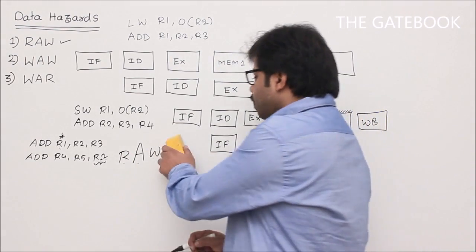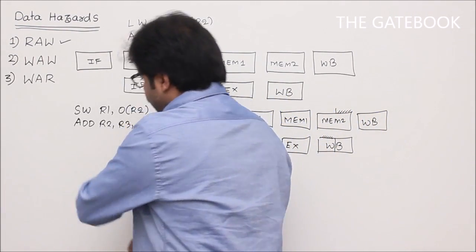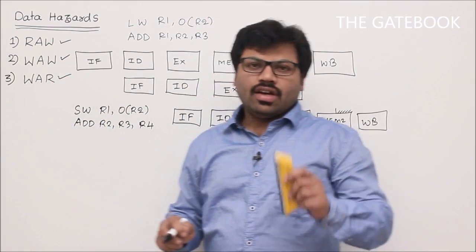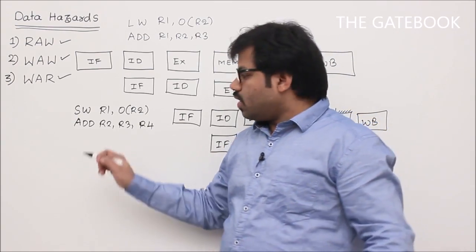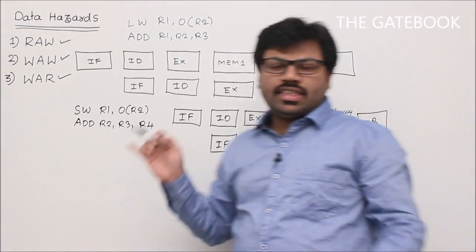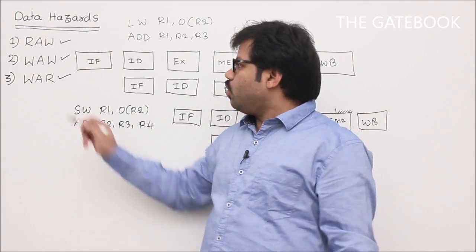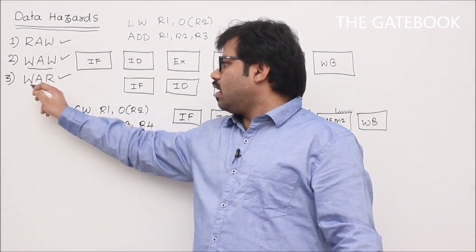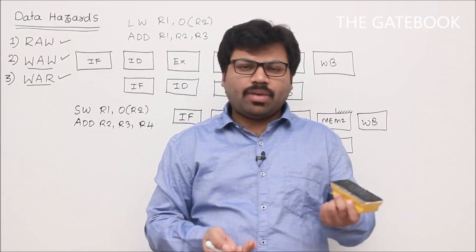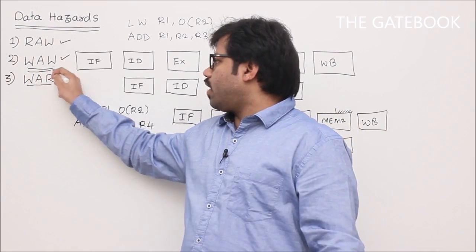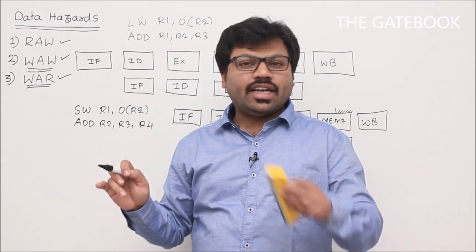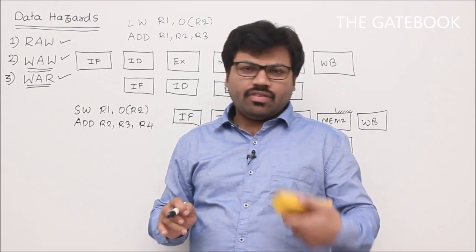Okay, so we have already studied that. Now we'll see two more hazards. One is write after write hazard, the second one is write after read hazard. Whatever pipeline model we are following, where we have the write back stage in the last, because of that you never get write after write hazard and write after read hazard. In some pipelines, you might get write after write hazard and write after read hazard. I will show with one example. For that I am taking a different pipeline than what we were discussing.